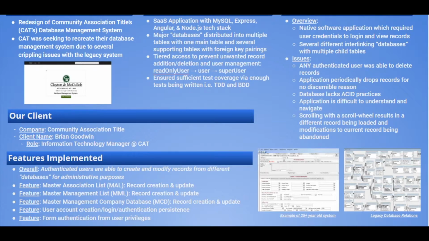So our client is the company Community Association Title, also known as CAT, and the person that we've been in contact with is Brian Goodwin, who is the Information Technology Manager at CAT.